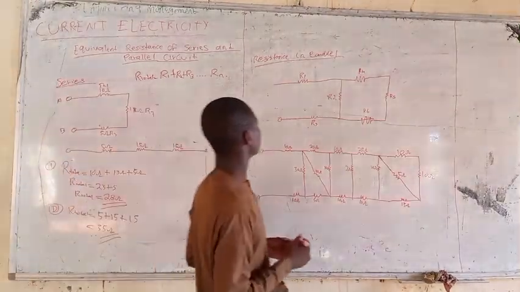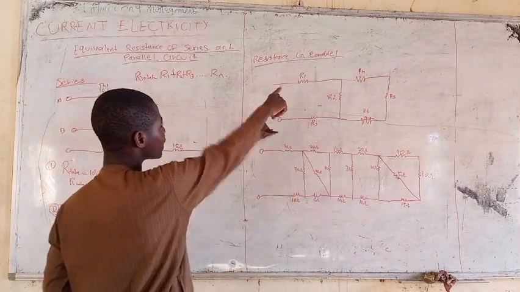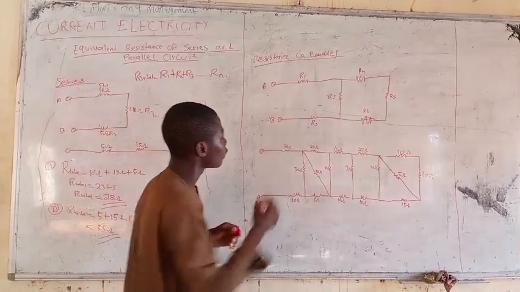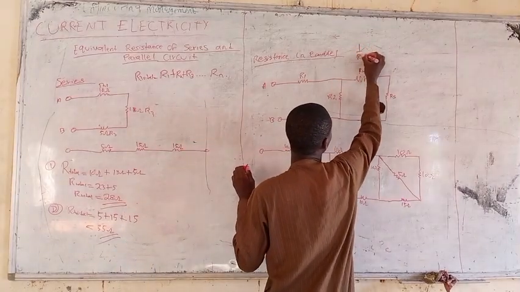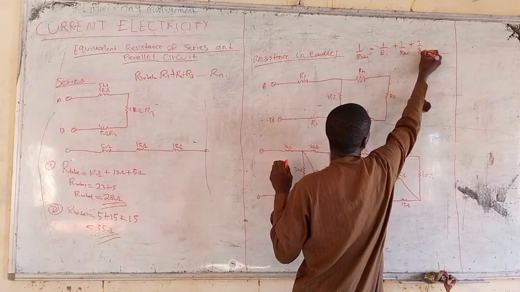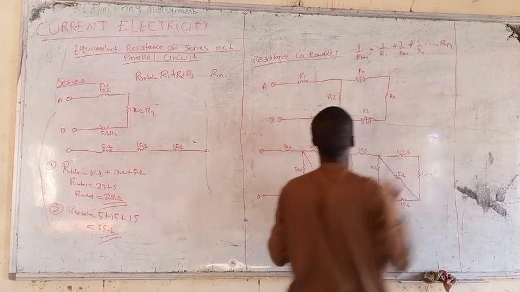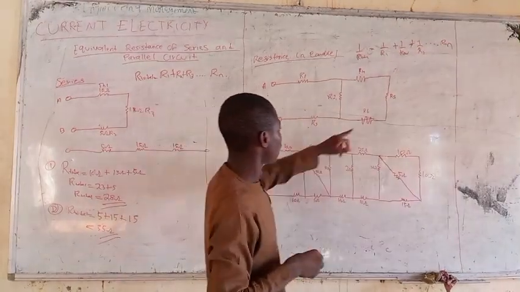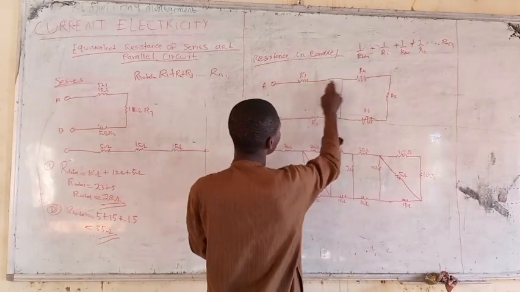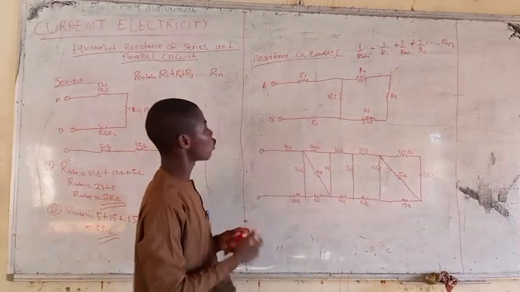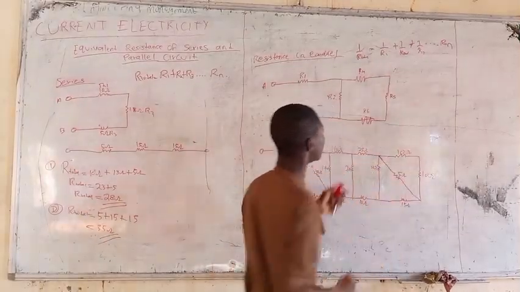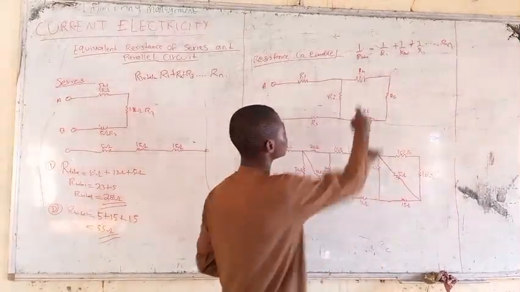Let's move to resistance in parallel. To calculate resistance in parallel, let's say this is our A and this is our B. Our formula says 1 over R total is equal to 1 over R1 plus 1 over R2 plus 1 over R3, up to Rn. To start our calculation, we can find a resistance from this point to this point, or from this point to this point, because we can't yet determine whether they are parallel or in series.